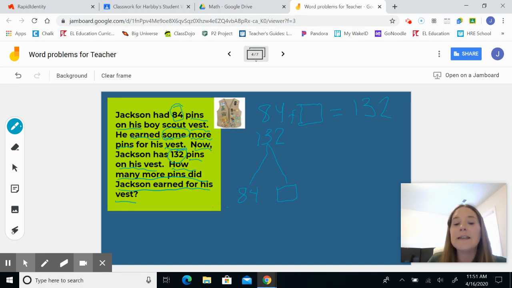All right, analyze the math mountain. Can I do 84 plus blank to help me figure out this unknown number? No, not really. So that means I'm going to have to slide down the mountain, and whenever we slide down the mountain, we're always going to subtract. So I'm going to write my equation to get the answer as 132 minus 84. All right, write down the equation if you haven't. 132 minus 84.